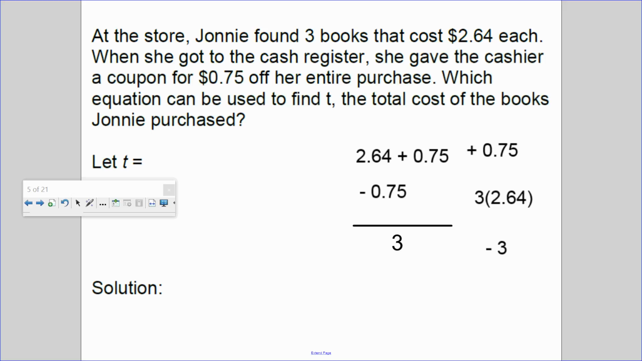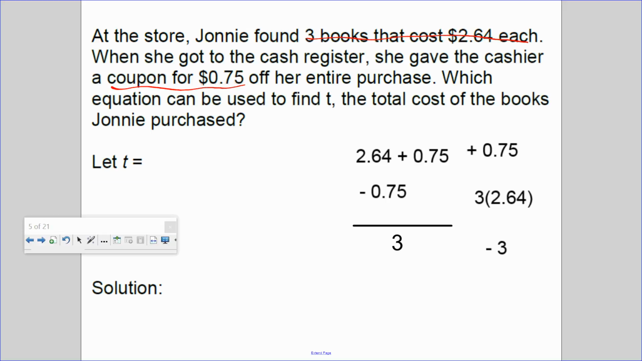But we'll have a number bank on the side to help. At the store, Joanne found 3 books that cost $2.64 each. When she got to the cash register, she gave the cashier a coupon for 75 cents off her entire purchase. Which equation did she use to find the total cost of the books? So let T represent the total cost of the books purchased.